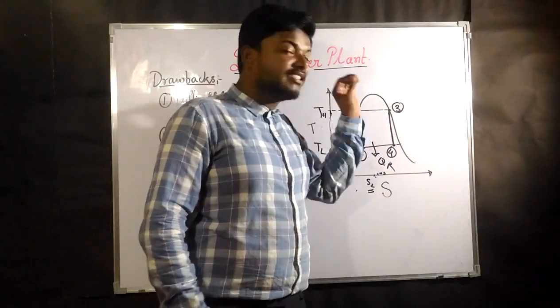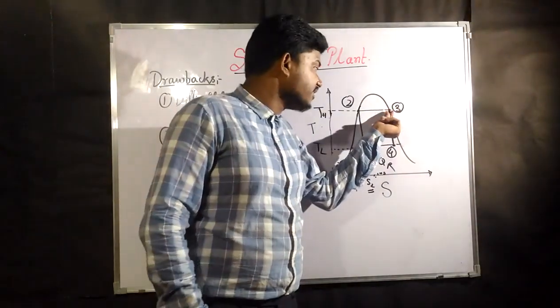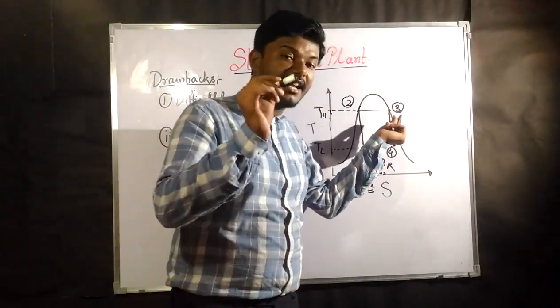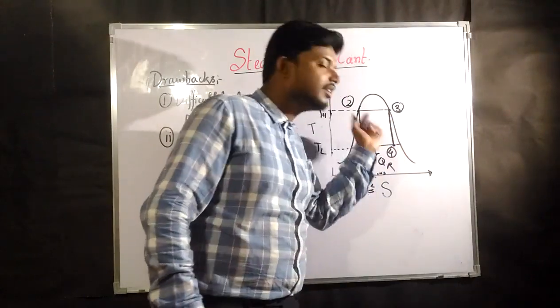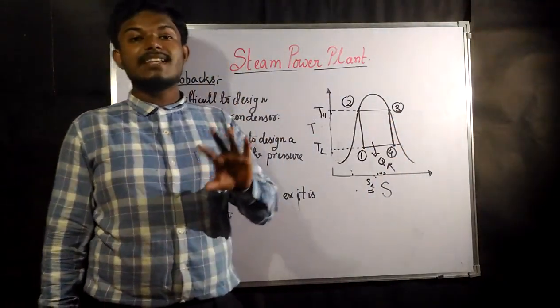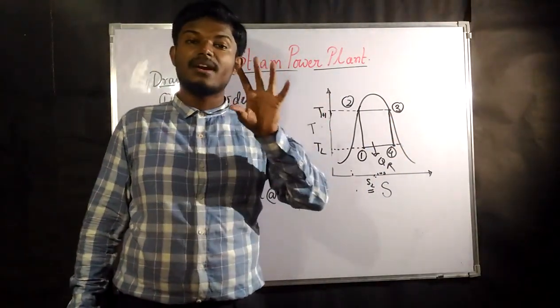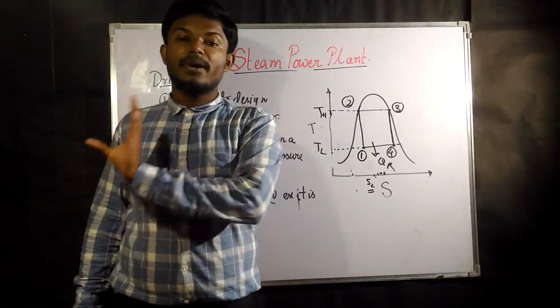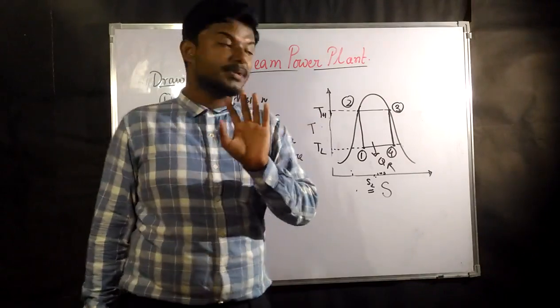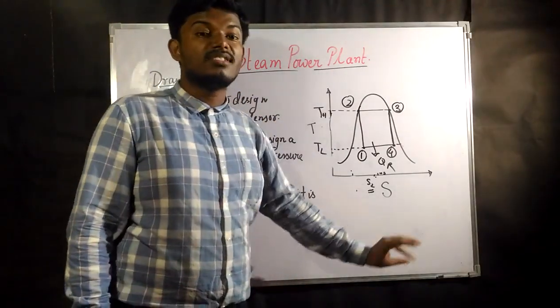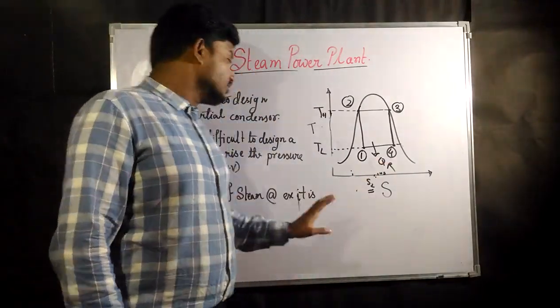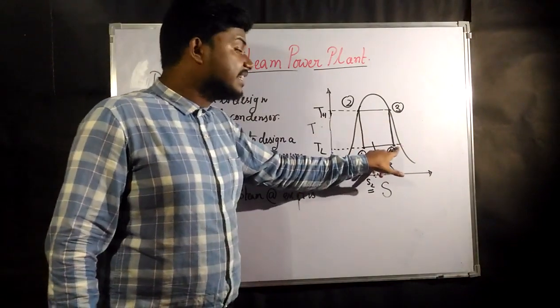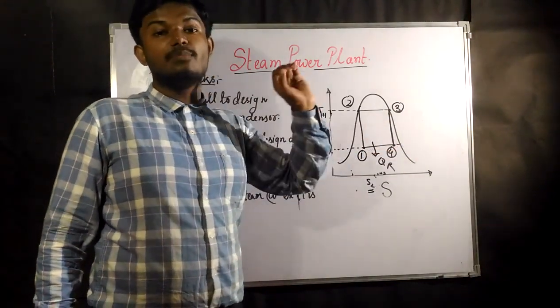Okay, just after that, each and every point of the process is going to be in the wet region only. Wet region means that whatever substance is coming out of the turbine is going to be a liquid plus vapor mixture. Since the complete process is in the wet region, whatever steam we are getting at the exit is of very poor quality.